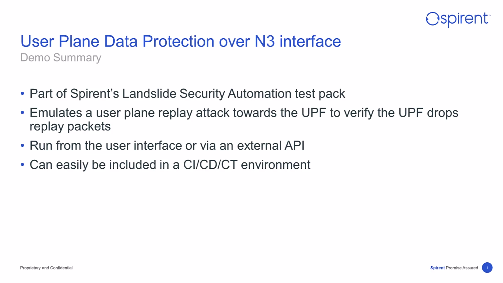This demo showed how the Spirent security solution can emulate a user plane replay attack towards the UPF and verify that the UPF drops any replayed packets. The test was run using the Security Automation Test Pack. It was run from the GUI, but it can also be run via an external API and can easily be included in a CI/CD environment.